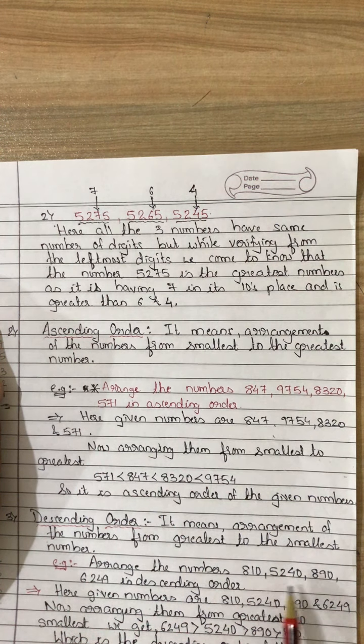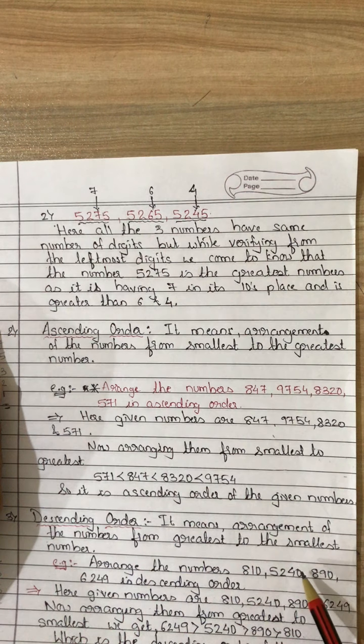On looking at the numbers, I see one 4-digit number here and another 4-digit number here. I will look to the leftmost number. Here it is 5, here it is 6. So my greatest number is 6249. So I will place it first.